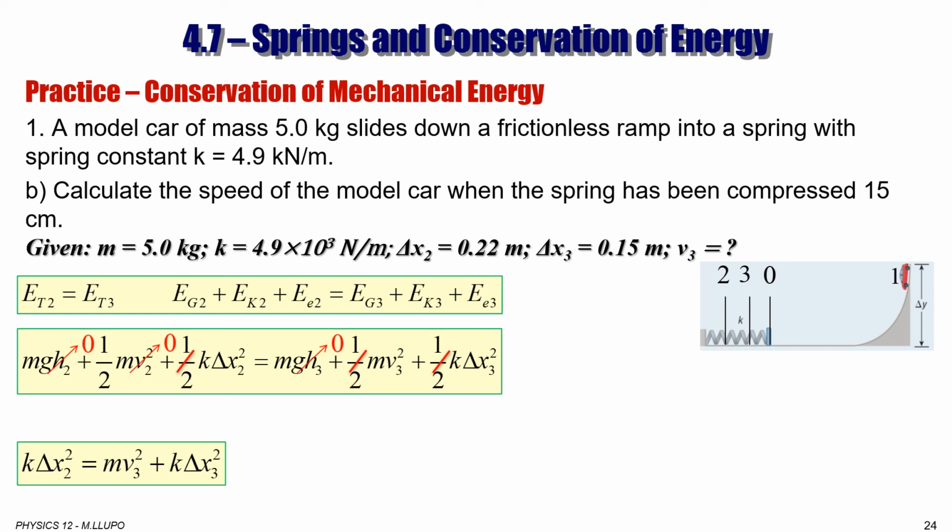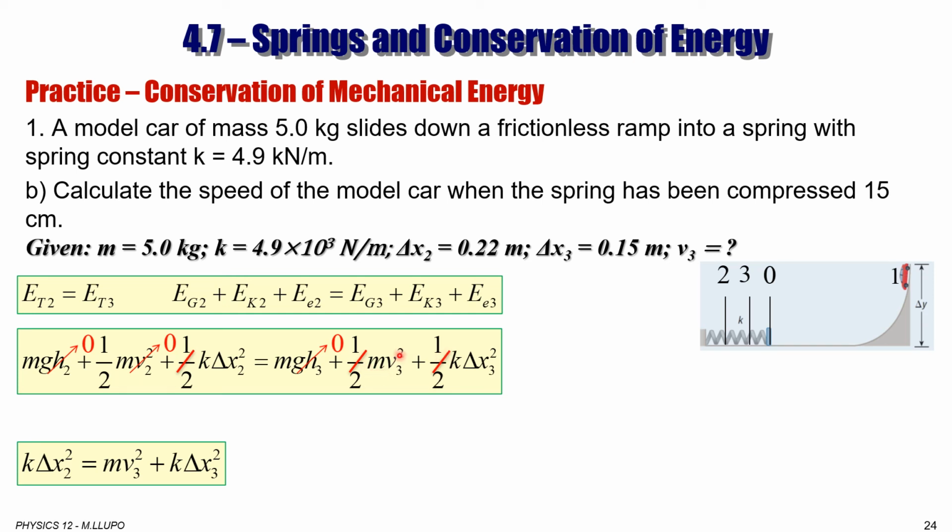v3. So what is left there? On the left side is left kx2 squared because we can get rid of the halves. And on the right side, we can get rid of those two halves.